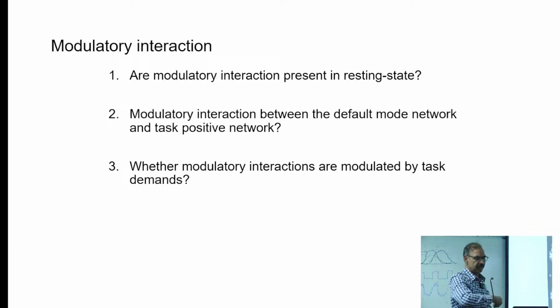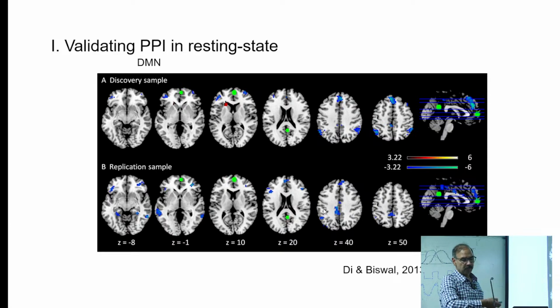So in this case, we used default mode network as our third region, right? So our hypothesis is that default mode is affecting the correlation between PCC and MPFC, right? So that is the region where Katie Chang first showed that there is dynamic connectivity.